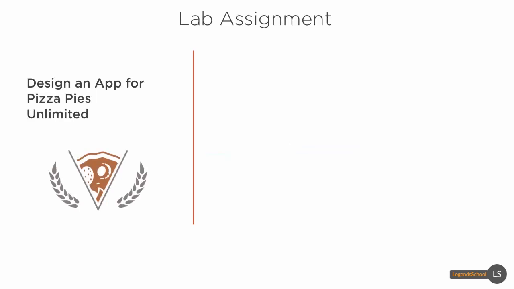It's time to do a lab project. Grab your sketchbooks. So for this entire course, what we're going to do is design an app for Pizza Pies Unlimited. And for Module 1, we're going to define the user goals and create a strategy document together.